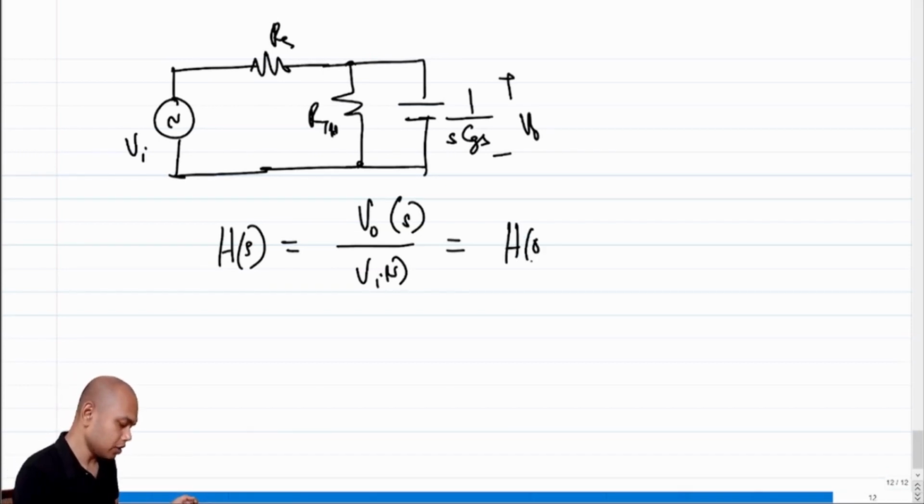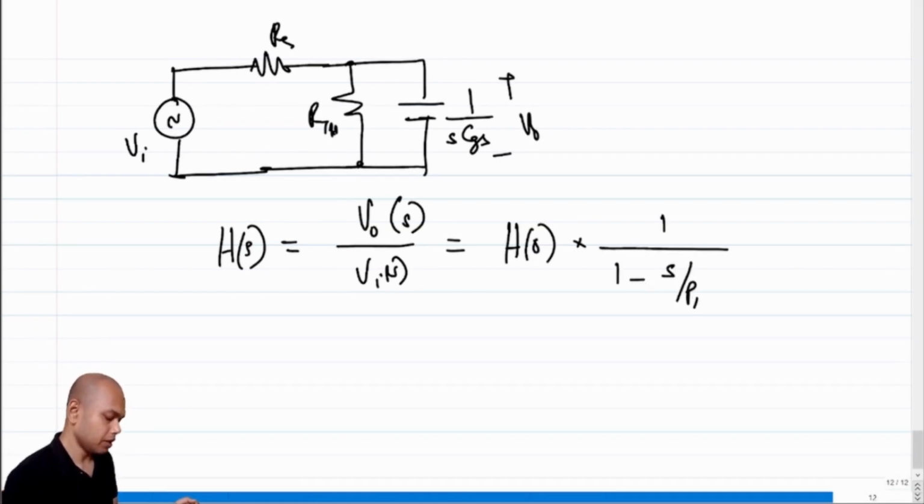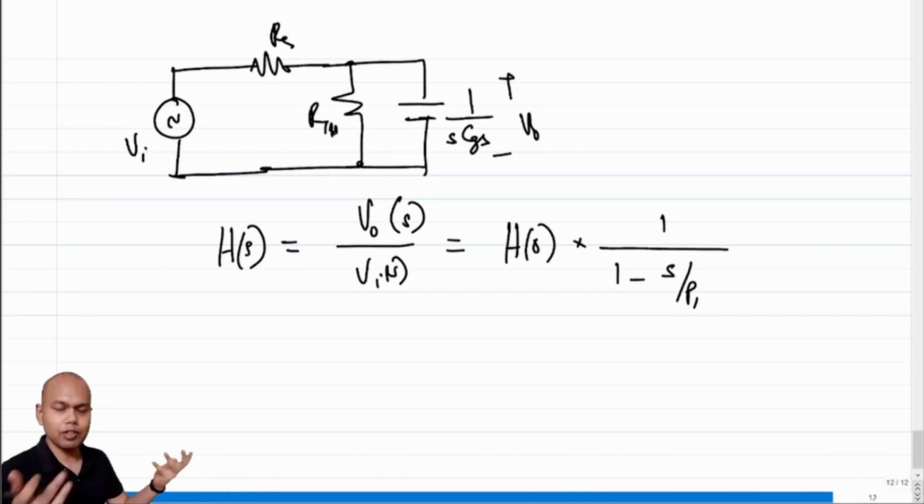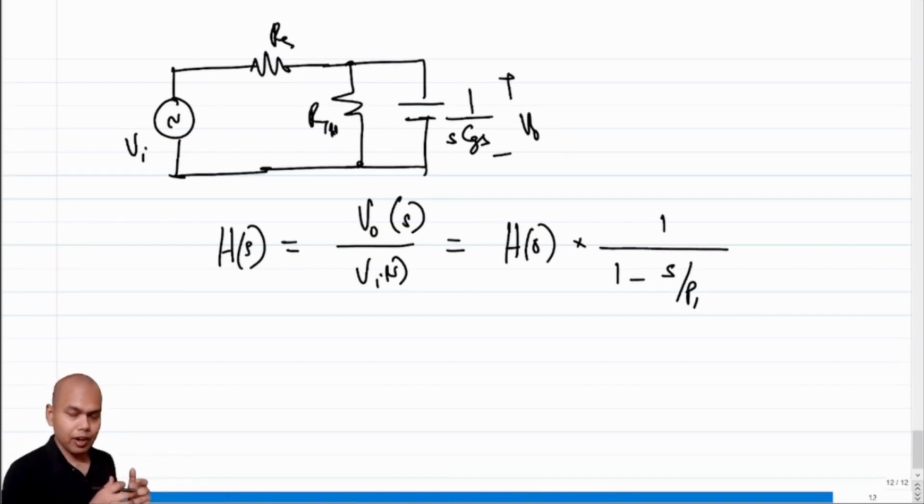We'll have some H(0) times 1 by 1 minus s by p1. Why can we express this in this form? Because this is a first order system. By definition, the number of poles is the order of the system, so a first order system will have one pole. In this case, we have assumed that there is no zero, but that is not obvious. We'll come back to the zero later on.